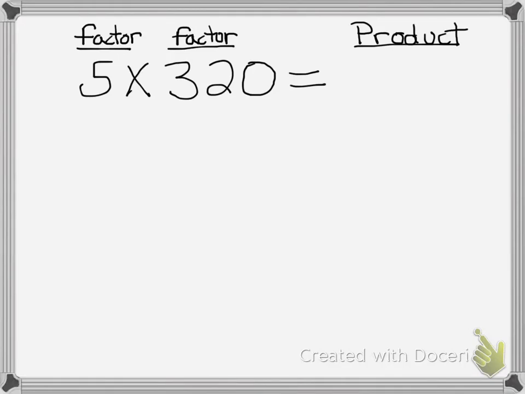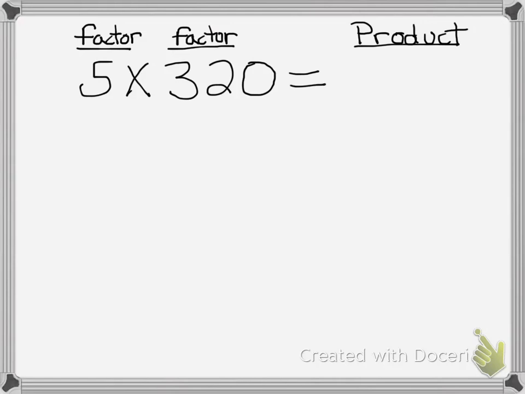Today we're working with estimating products. Hopefully you remember that a product is the answer to a multiplication problem. The factors are the numbers that you multiply together to create the product. So we have a problem, 5 times 320. We're going to round to the front end number in the second factor.